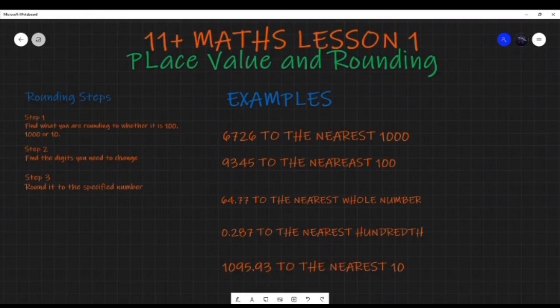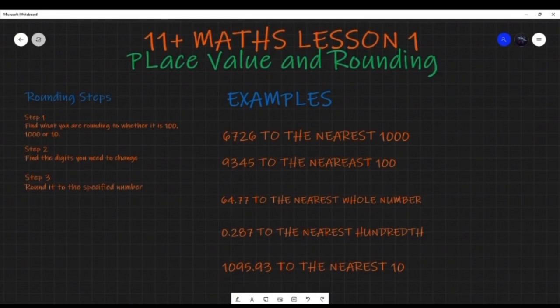So in the examples I've given, 6,726 to the nearest 1,000, 9,245 to the nearest 100. So you just find out what you're rounding to. Very simple. Step 2 is to find the digits you need to change. So, for example, 6,726 to the nearest 1,000 would mean you're going to have to look at 7 because that is the hundreds digit, and 6 is the thousands digit. So you look at the digit before the one you want to round to. So we want to round to the nearest 1,000.